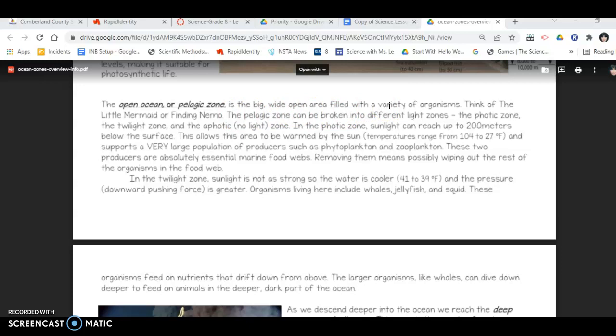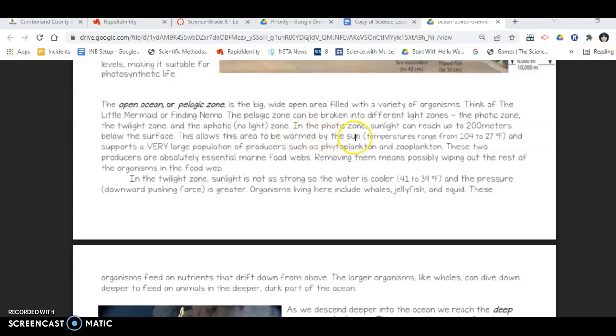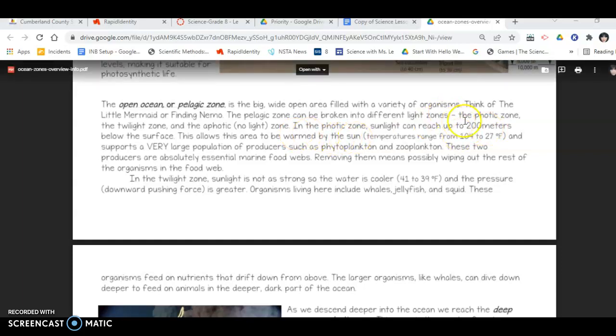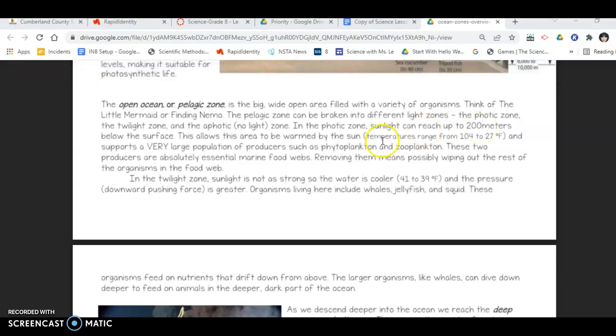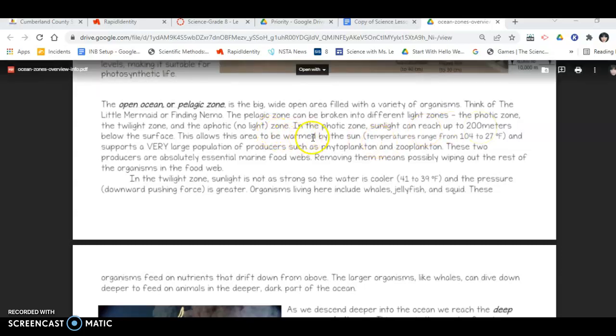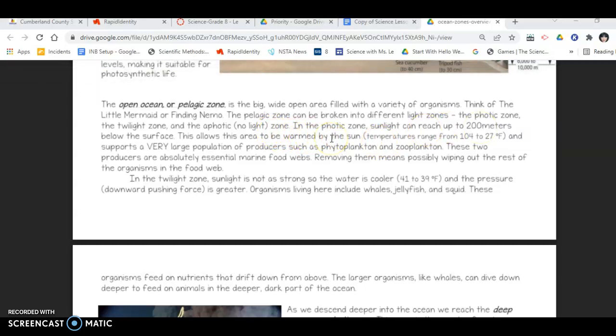The pelagic zone can be broken into different light zones. The photic zone, remember I told you yesterday the photic means that has some light, right? The twilight zone and the aphotic zone. In the photic zone, sunlight can reach up to 200 meters below the surface. This allows this area to be warmed by the sun, and the temperatures range from about 104 to 27 degrees Fahrenheit, and supports a very large population of producers.